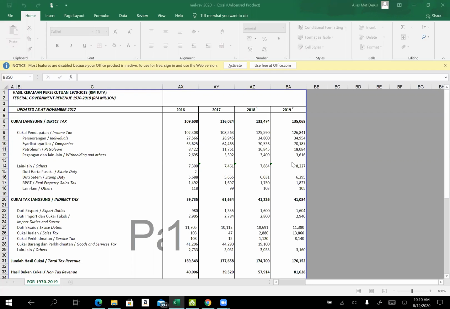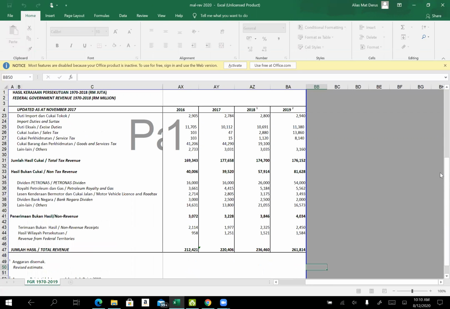Okay. Now, any question about this distinction? Okay, good. So let's move on.